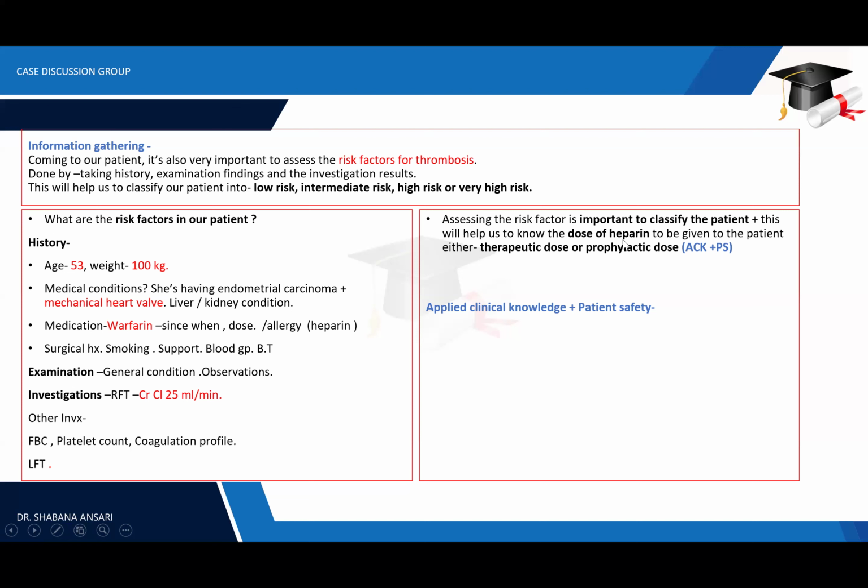So now we will classify the patient because we have to calculate the dose of heparin. Either it is a therapeutic or prophylactic dose. This will be according to the chart. And this patient is a high-risk one, so she will be having the therapeutic dose of heparin.